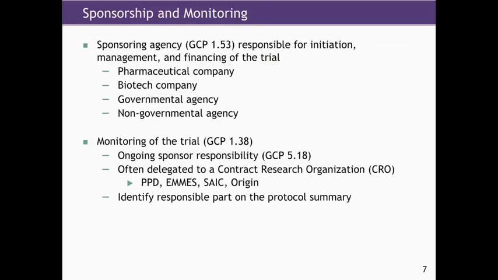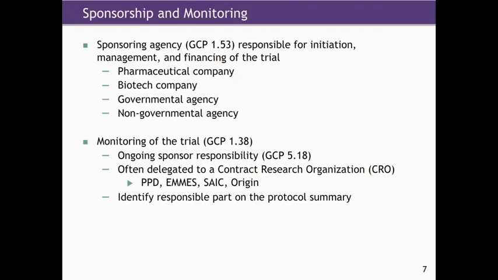The protocol document needs to identify who is sponsoring the trial, and the sponsoring agency will be generally an organization or a company, could be a drug company, a biotech company, a government agency, a non-government agency, that's responsible for initiating, managing, and financing the trial. It has the overall umbrella responsibility for those tasks. Monitoring falls within those sponsor responsibilities.